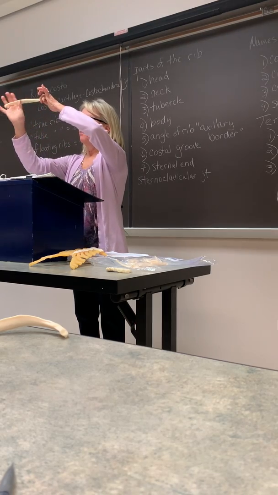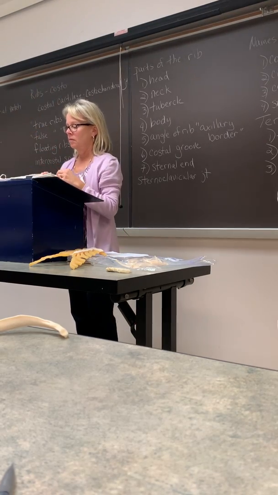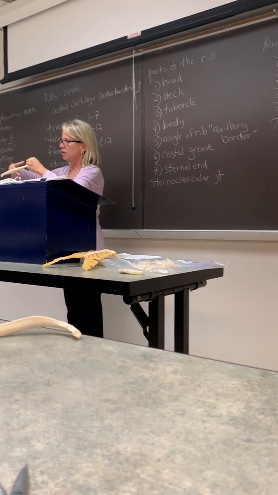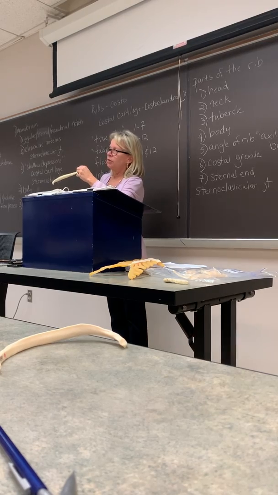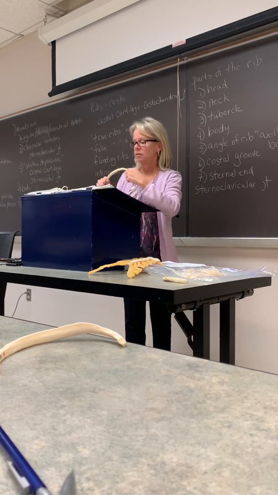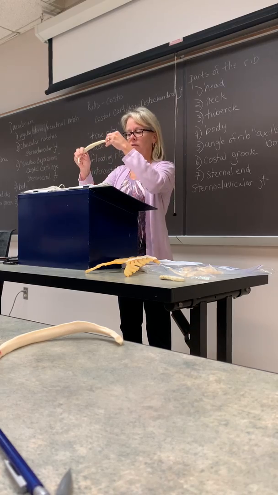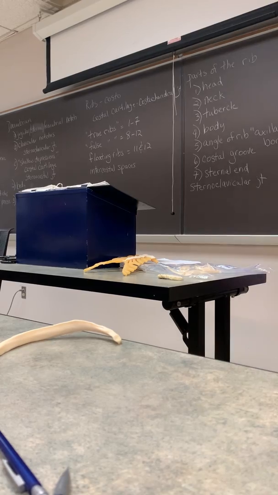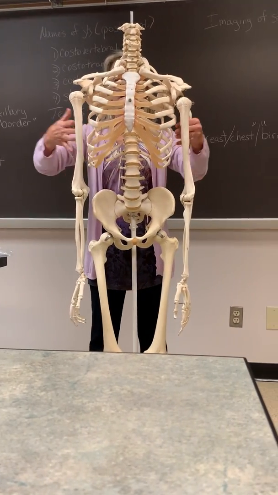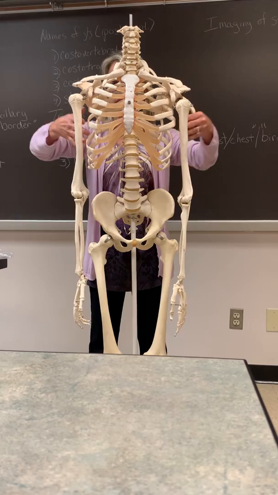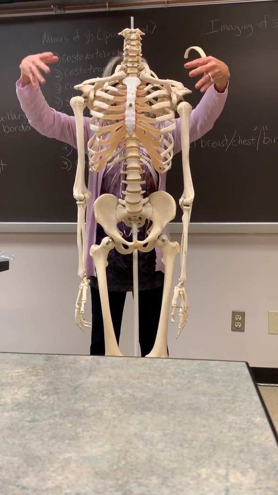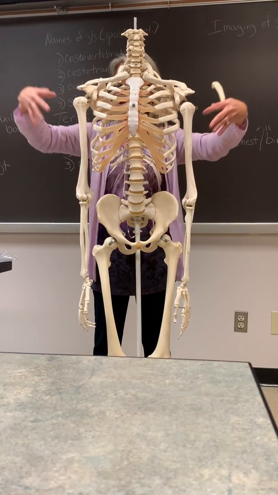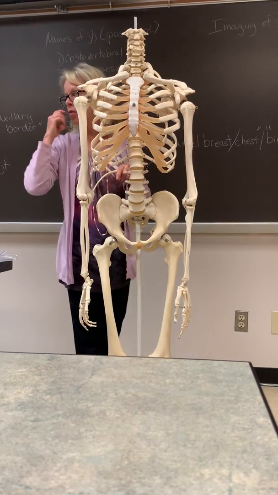Okay, then we're going to talk about the body of the rib. There's a portion that curves anteriorly. They call it the axillary border, or the angle of the rib. So that's this portion right here of your ribs. Once that gets to that point, they start to point inferiorly. Once they get to the angle or axillary border, they start to go inferiorly, go downward.